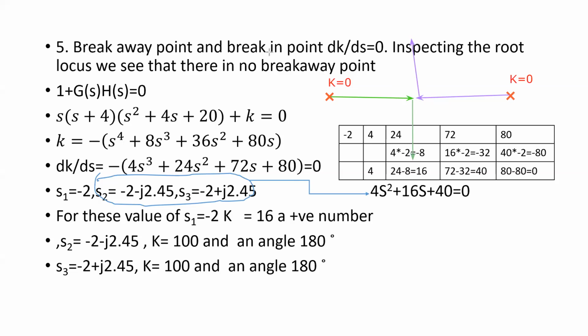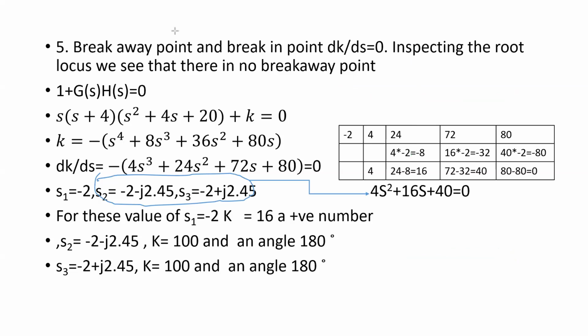What is break-in? Break-in will come if I have 2 zeros. If I have 2 zeros, what will happen? 2 things will come and join. There are 2 root locus which have to join these 2. So here it will have a break-in point. 2 root locus will come like this and join. So the center point will be the break-in point. If it goes away, it is breakaway. If it comes and joins, it is break-in point.